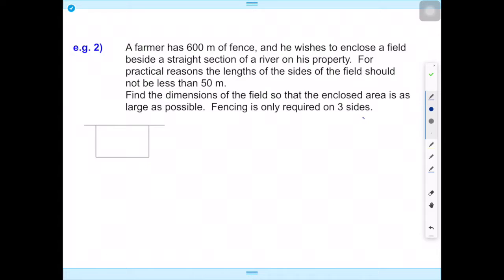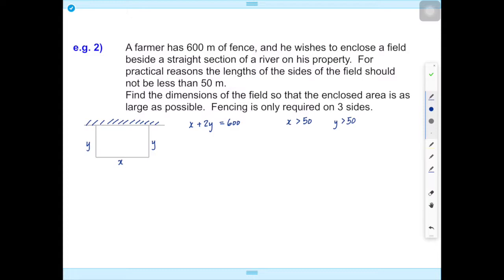In the diagram, we can mark off the 4th side that doesn't require fencing, and then we can let x and y represent the length and width of this area. Since there is a total of 600 meters of fencing available, we can say that x plus 2y is equal to 600, and the length of the sides should not be less than 50 meters. So we can say that x must be greater than 50, and so is y. Y also needs to be greater than 50. Let's get rid of this mark.